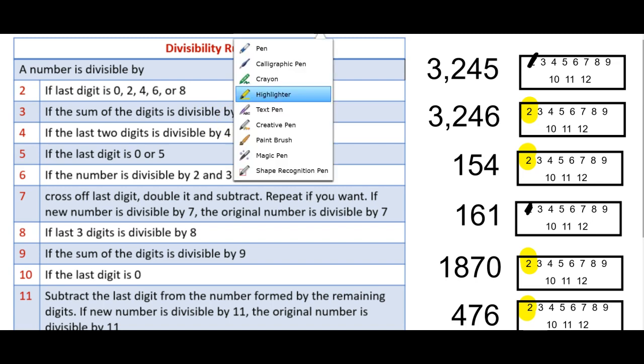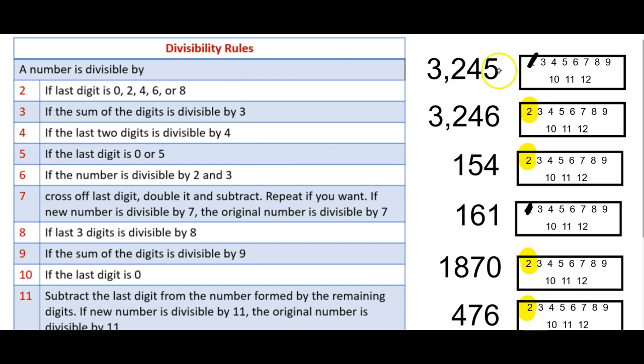So for instance, our first example here, 3, 2, 4, 5, add up 3 plus 2 plus 4 plus 5. I'm going to do that. I get 3 plus 2 is 5. 5 and 5 make 10 plus 4 gives me 14. And 3 will not divide into 14. So that tells me that 3,245 cannot be divided by 3.